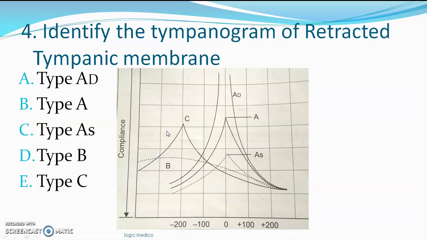Next, identify the tympanogram of retracted tympanic membrane. Your time starts now. Options AD, A, AS, B, and C. These are the various graphs available. Your time has started.